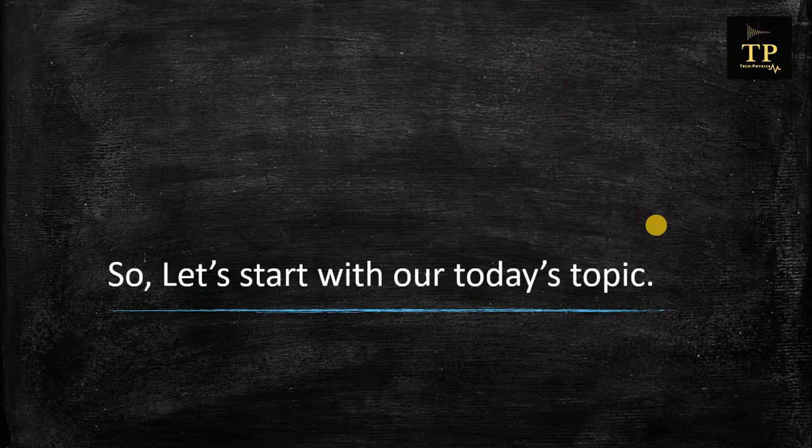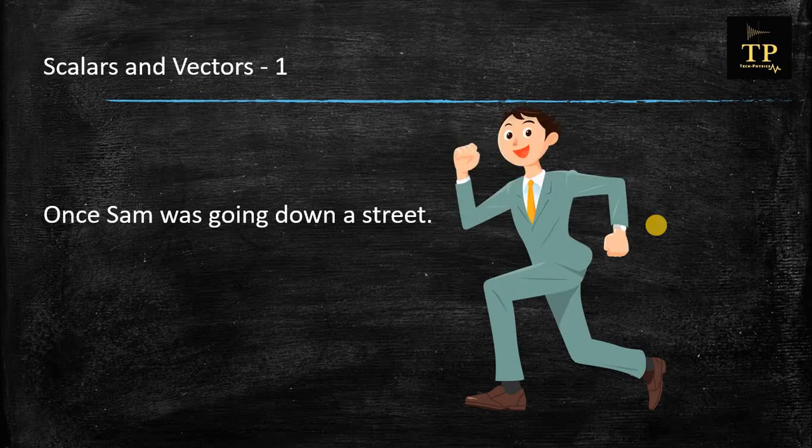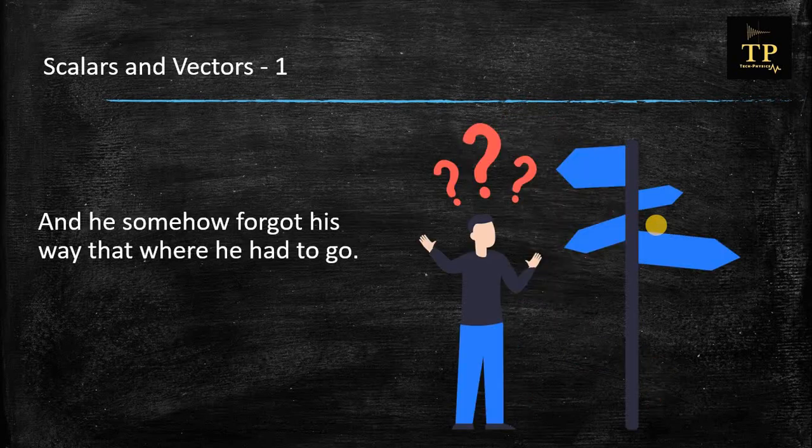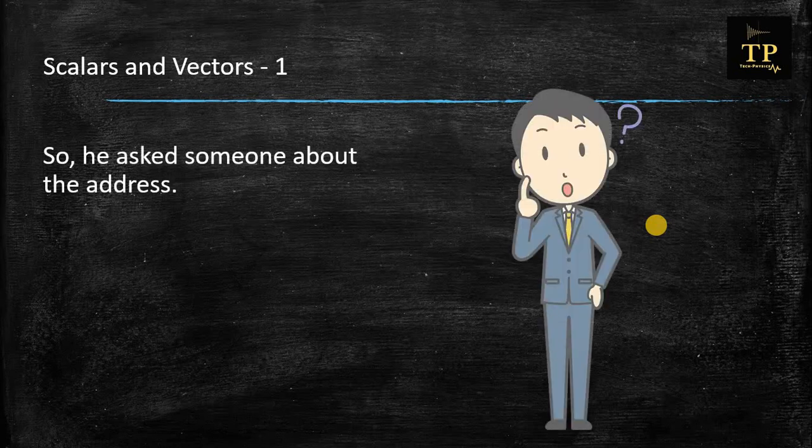So let us start with our today's lecture. Once Sam was going down a street. He was going somewhere, and he somehow forgot his way, where he had to go. He was thinking where to go. He forgot his way, and then he asked someone about the address. So he asked a man where that address is.